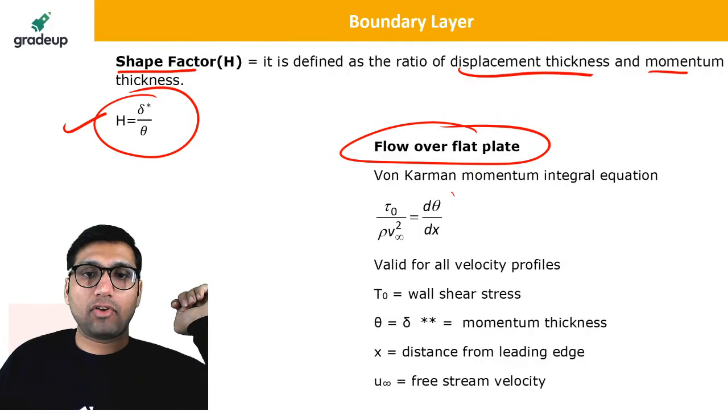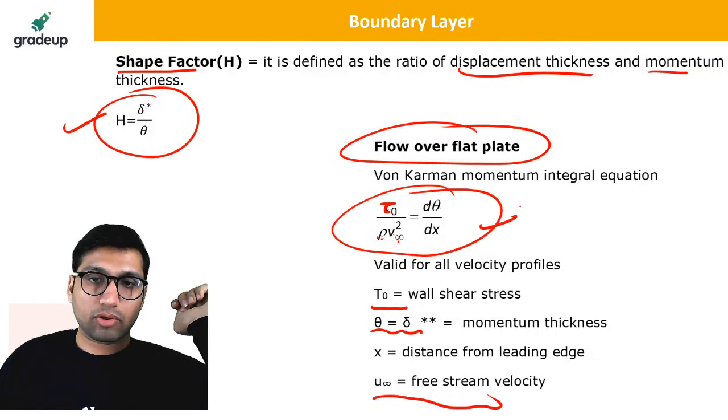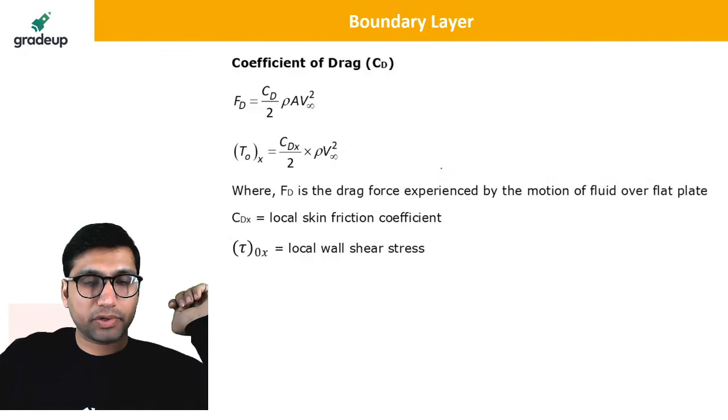Flow over a flat plate will be using the von Karman equation. It is equal to wall shear stress divided by rho v infinity square is equal to d theta by dx. Theta is the momentum thickness, rho is the density, v infinity is the free stream velocity, tau naught is the wall shear stress. This is called the von Karman momentum integral equation.